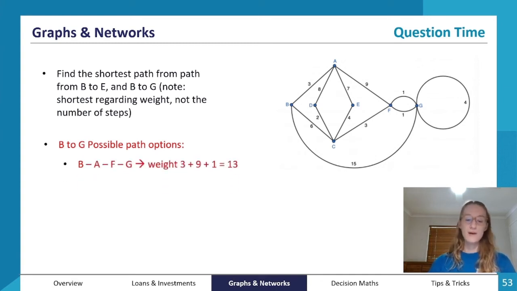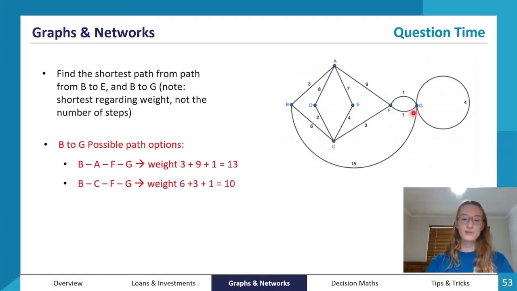So let's have a look at B to G possible path options. We could start from B, go to A, go to F, and then go to G. And even though there's multiple edges connecting F and G, because they both have a weight of 1, we could actually take either of these options. So it doesn't matter which. So taking that path from B to A to F to G, that has a weight of 3 and 9 and 1, which gives us a total weight of 13, which we can actually see is already a lower weight than doing 15.